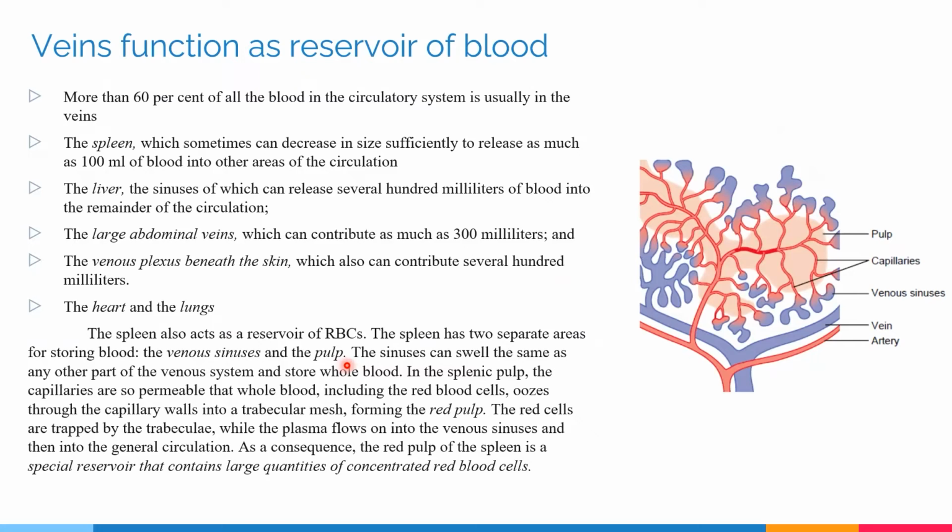The spleen has two separate areas, the venous sinus and the pulp. The sinus can swell the same as the other parts of the venous system and store whole blood. In the splenic pulp, the capillaries are so permeable that whole blood, including red blood cells, oozes through the capillary walls into a trabecular mesh forming the red pulp, which is right here. The red cells are trapped in the trabeculae while the plasma flows on into the venous sinuses and then into the general circulation. As a result, the red pulp of the spleen is a special reservoir that contains large quantities of concentrated red blood cells, which are released into the blood when there is a need for them. Otherwise, they can be stored in the spleen.